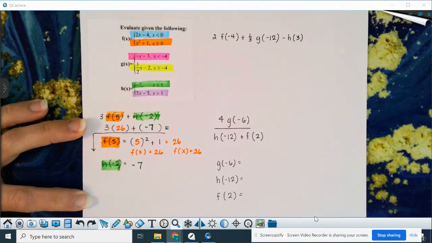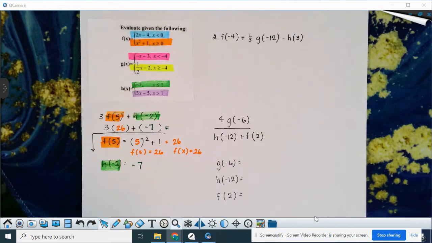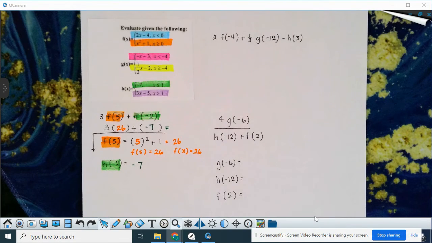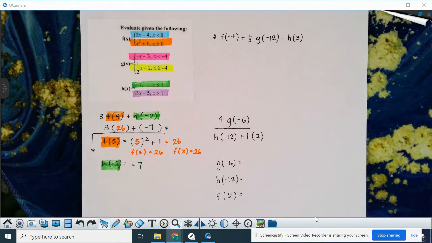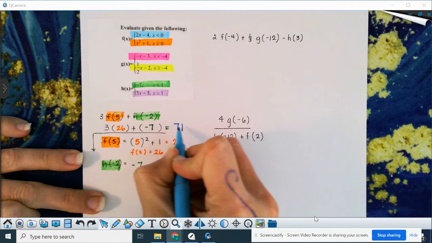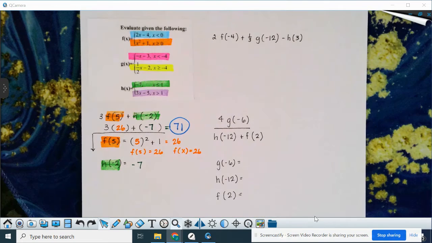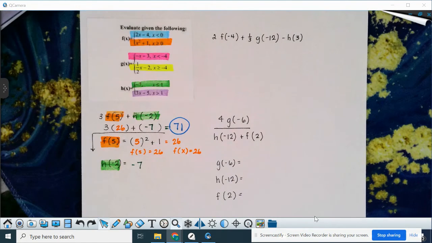And then to answer this question, we're just going to expand or condense this expression. So 3 times 26 is going to give us 78, and then we're going to add a negative 7, which gives us 71. So the answer to this question is going to be 71. 3 times 26 again was 78, and then add a negative 7, which is the same thing as subtracting, is how we get to that 71.